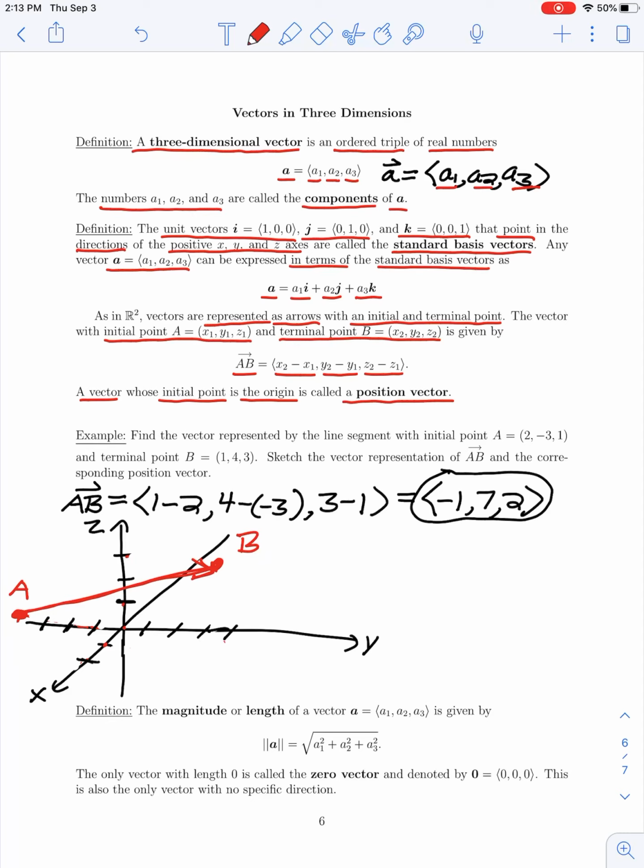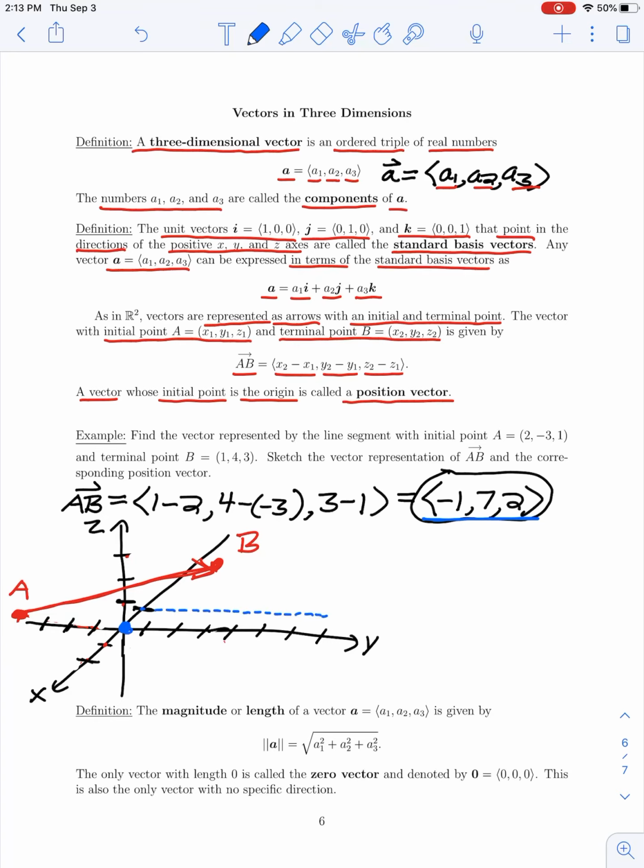So let's see if we can find our position vector. The position vector would be the vector whose initial point is the origin. And to find the terminal point, well, we look at the components of our vector AB. So from the origin, we are moving 1 unit in the negative x direction. We are moving 7 units in the y direction. And then 2 units upward.